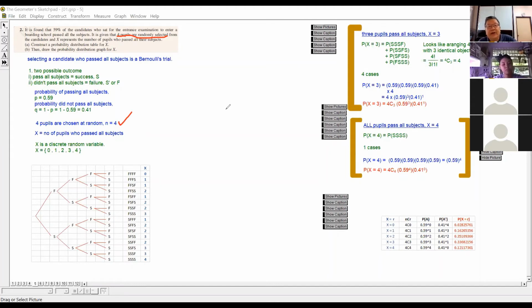We call this number n. How many times is this Bernoulli's trial repeated? This Bernoulli's trial is repeated 4 times because they are going to select 4 pupils. So we say that n equals 4. And when n is equal to 4, the discrete random variable, the value can be 0, 1, 2, 3, or 4. Okay. Any questions so far?